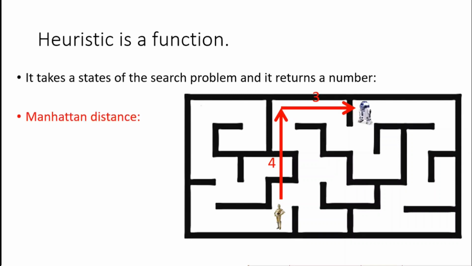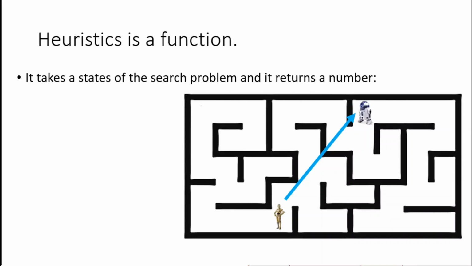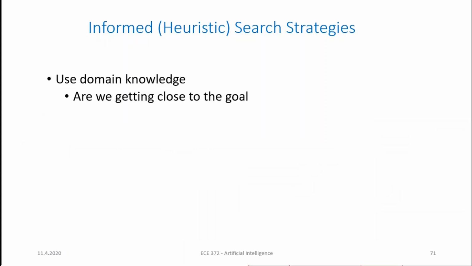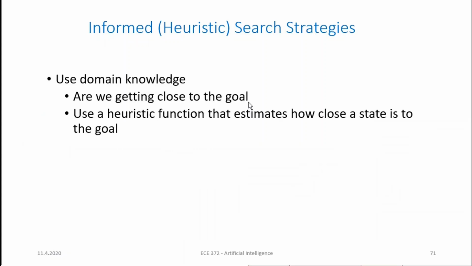What else can I use here? I can use Euclidean distance. It is not perfect again, but it is something. This is what heuristics are going to be. They won't be perfect, but they will be something. So if I move one step right, up or left, if I go for example left here, the Euclidean distance will get bigger. So it means I am getting away from R2D2. So use domain knowledge. Are we getting close to the goal? Use a heuristic function that estimates how close a state is to the goal, and the heuristic does not have to be perfect.